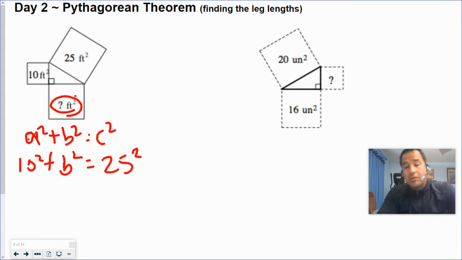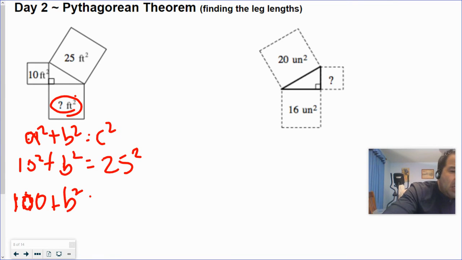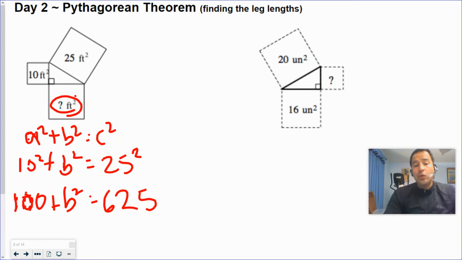Now what I want you to do is try to solve that. And again, you hopefully have a calculator. We will be using that today, so please get a calculator and use that. 10 squared is 100, and man, my pen is not writing very well. Plus b squared equals 25 squared. Holy cow, that's going to be a big number. 25 squared is 625. Now, the cool thing is with algebra, you guys know what to do next.